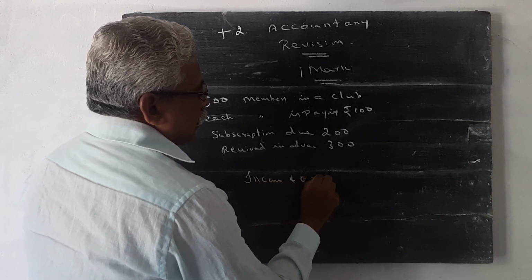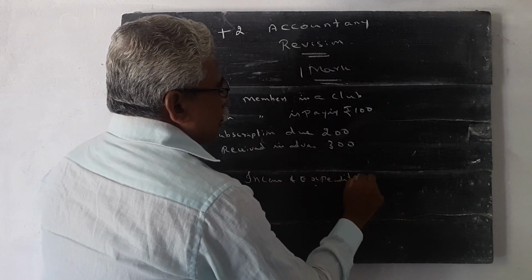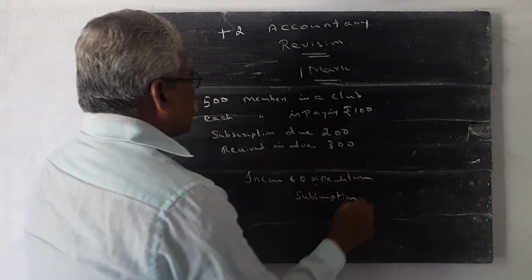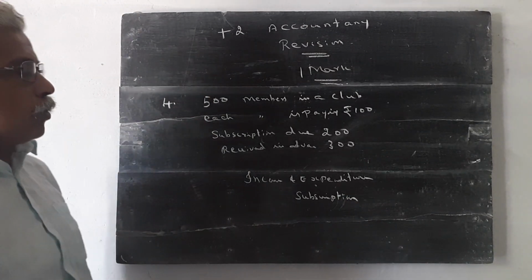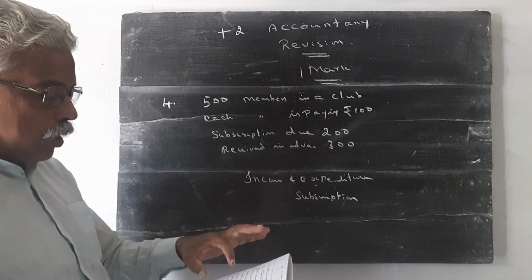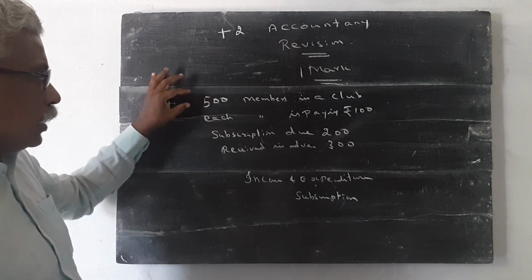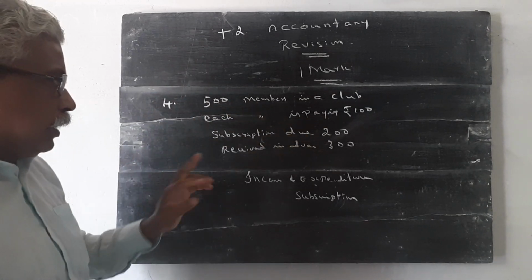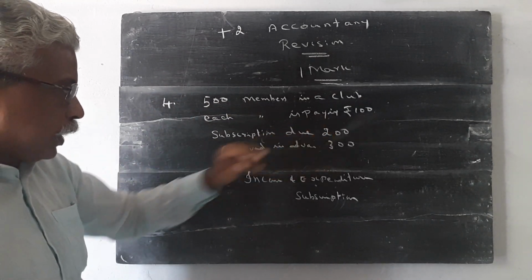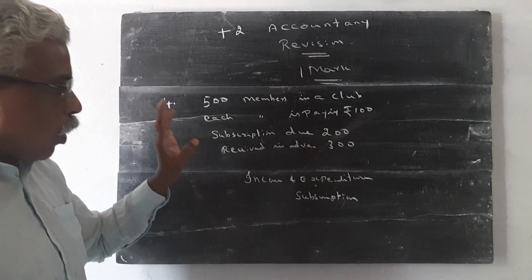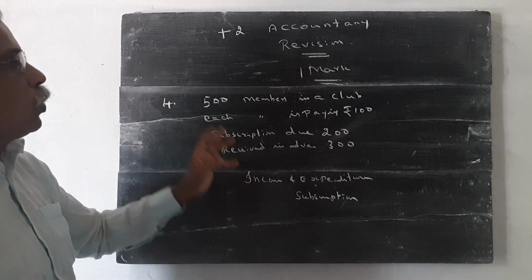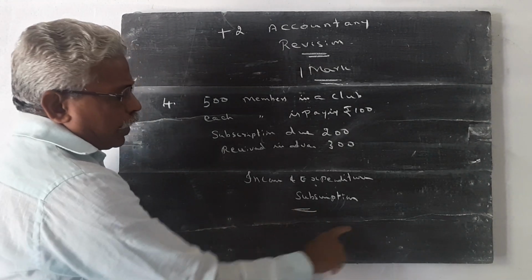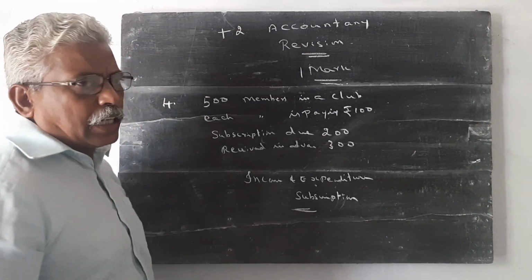How much amount of subscription is entered in the income and expenditure account? That is the question. This question is somewhat large, so I want to explain it. There are 500 members in a club. Each member is paying rupees 100. Subscription due but not received is rupees 200. Received in advance is 300. How much subscription is shown in the income and expenditure account? Here 4 answers are given. Out of 4 answers, we will select the correct answer.